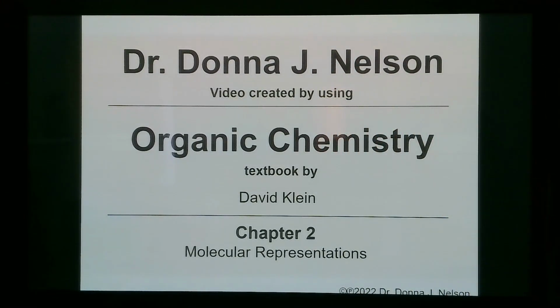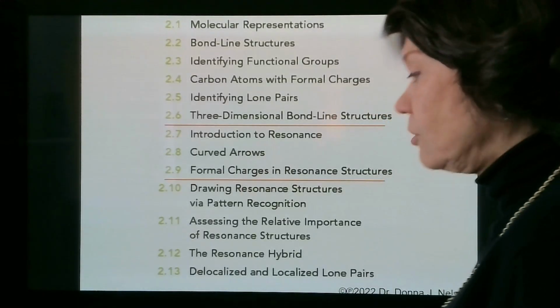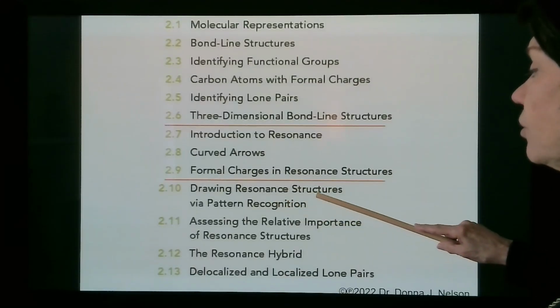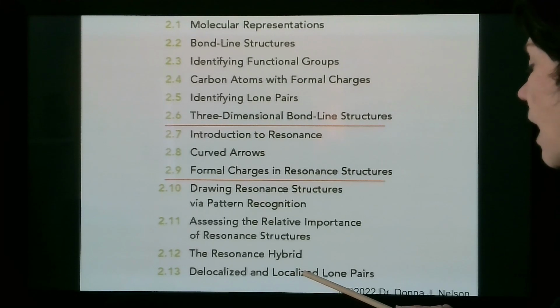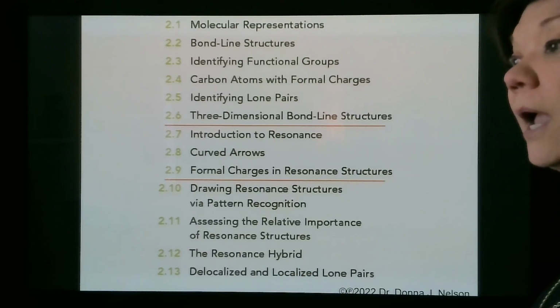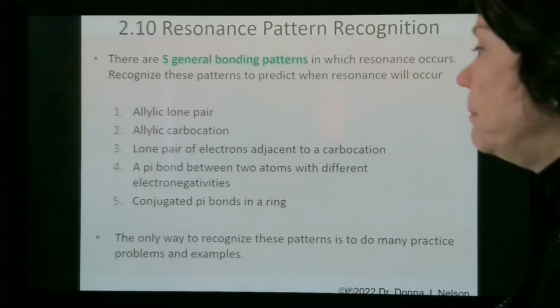So let's go ahead. We're going to look a little bit more at certain characteristics of resonance structures and in particular lone pairs in those resonance structures. So we're going to draw more resonance structures via pattern recognition, assess the relative importance of resonance structures, the resonance hybrid, and we're going to look at delocalized and localized lone pairs. So here we're going to group the material.